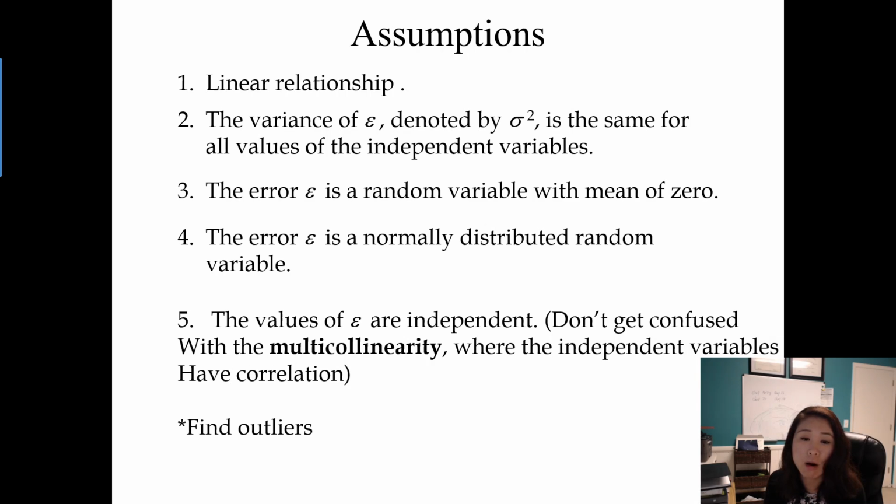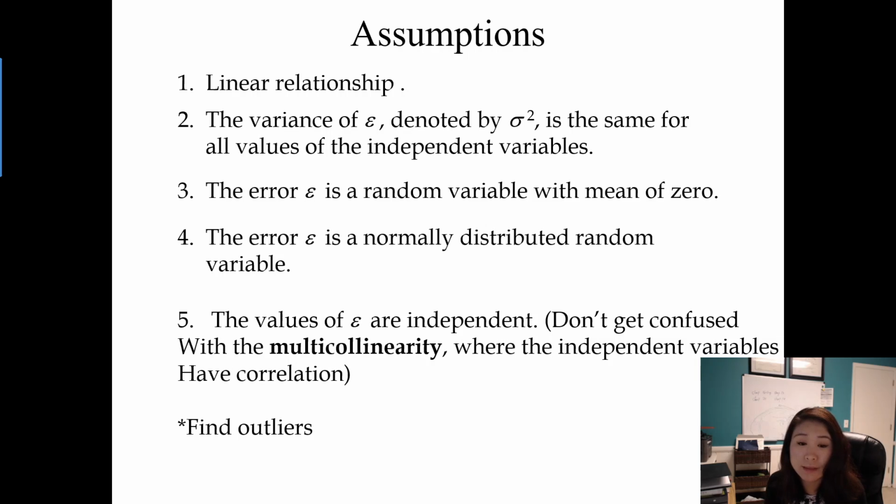It's the same for all values of the independent variable. Basically, we think the residual shouldn't be affected by your x variables. Number 3, the error term is a random variable with a mean of 0. We're thinking this residual or error is a random variable, and if we add all of the residuals together and divide by the number of observations, it should equal 0. That's what this assumption means.